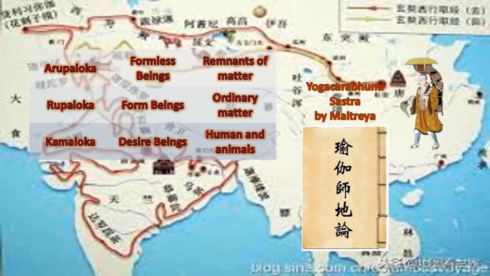We have to put the clock back to the year 628. Xuanzang traveled to the west, which is today's India, looking for Yogacara Bhumi Sastra by Maitreya. This is an extremely crucial text of Yogacara Buddhism.